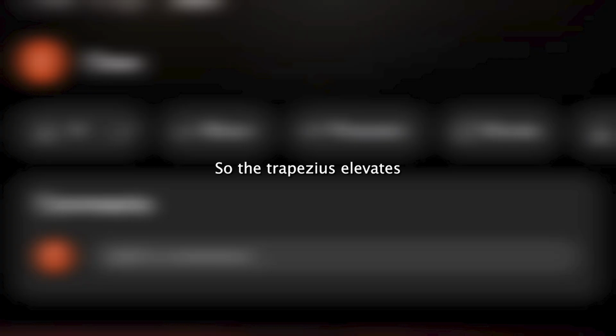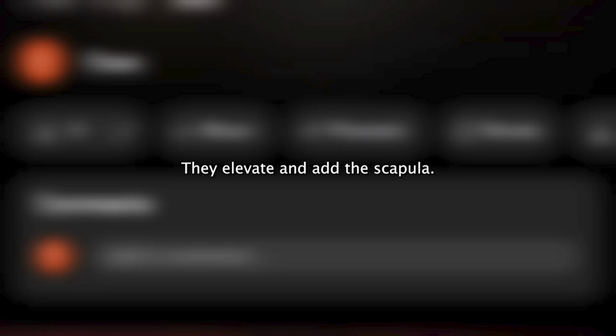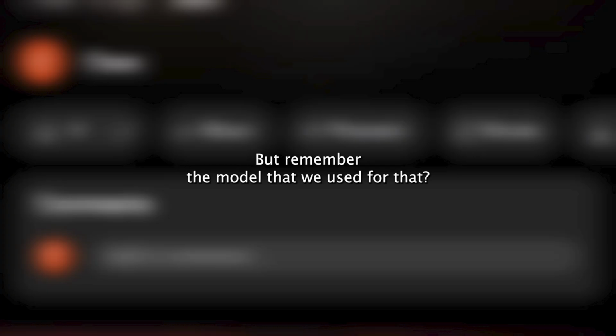So the trapezius elevates, depresses, and adducts the scapula. Then the two rhomboids, major and minor, they do the same thing. They elevate and adduct the scapula. So let me see if I can find. Can you turn that around, please? No, a little bit, but it's not good. I'm trying to remember the model that we used for that.